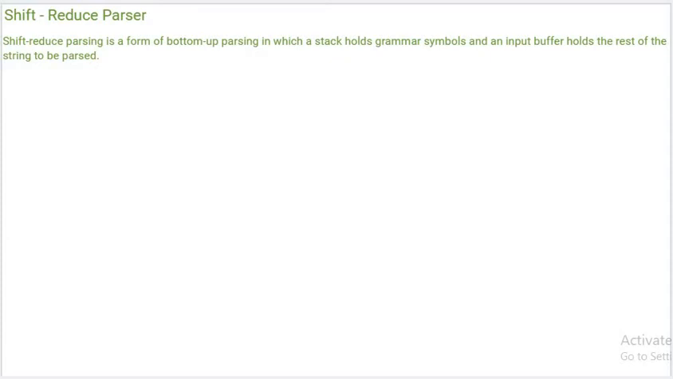In reduction, what happens is that a handle will be formed, and that handle will be compared with different productions. So whichever production it matches, that production's non-terminal will replace the handle. So these are the two operations we'll be performing in shift reduce parser, shift and reduce.